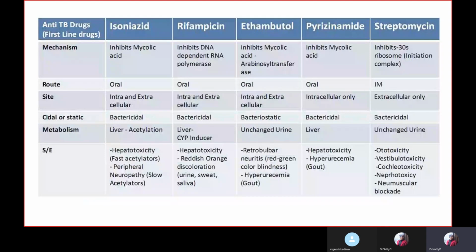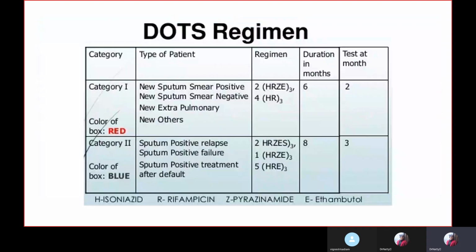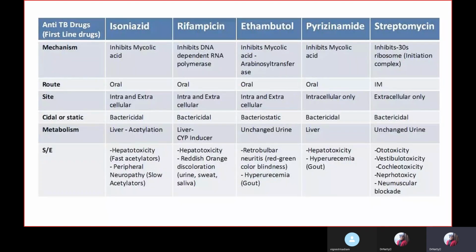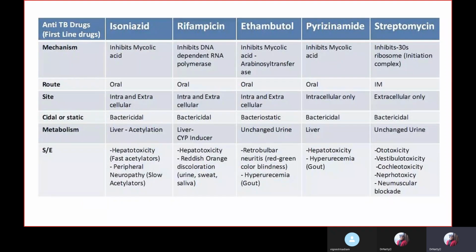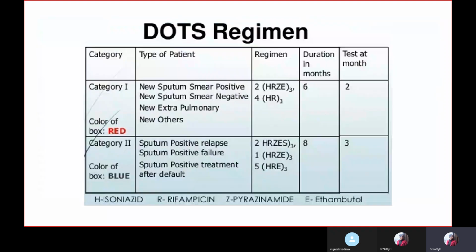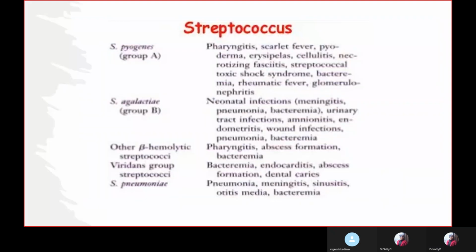Streptomycin is usually not given in category 1 patients, because it has a lot of side effects. Because of that, for the category 1 patient, when it is a very initial lesion, you do not go to the streptomycin drug. Only if the disease is very severe or there is a relapse, then you select drugs like streptomycin. Next is streptococcus infection.